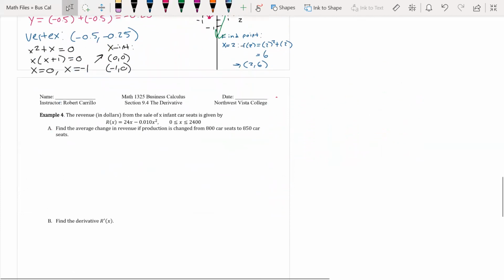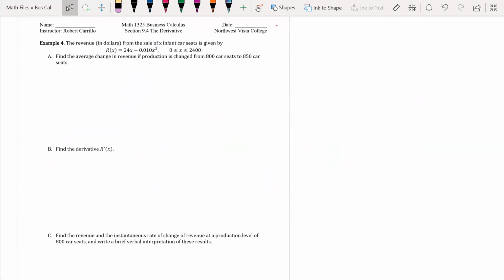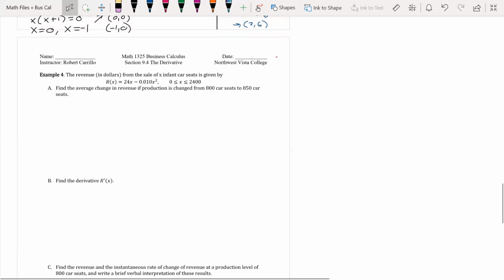This is the very last question, example 4. So we get an application to all of this. This says the revenue in dollars from the sale of x infant car seats is given by R of x equals 24x minus 0.010x squared. Find the average change in revenue if production is changed from 800 car seats to 850 car seats. Find the derivative, and then we'll move on to step C once we get through all that.